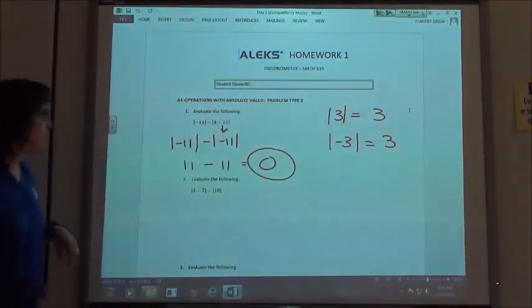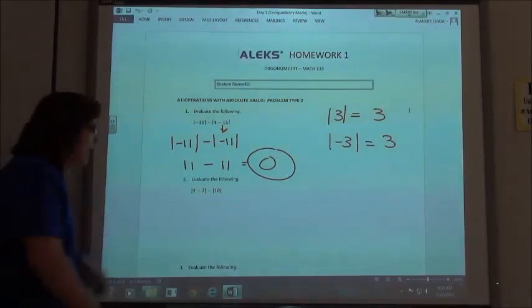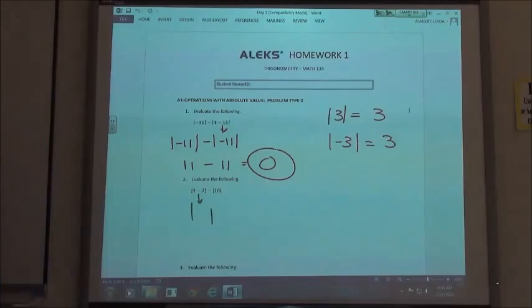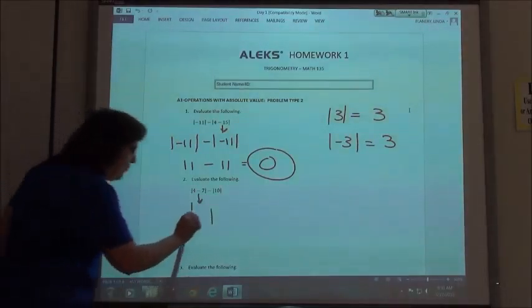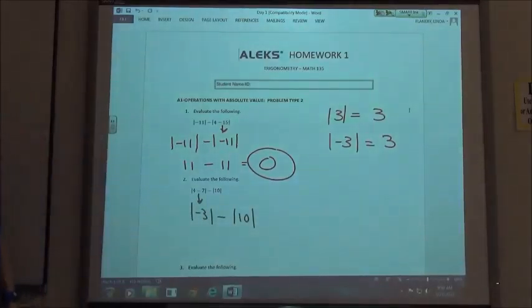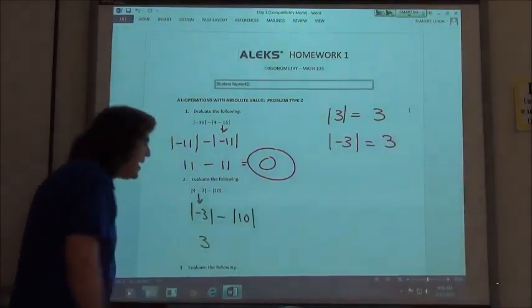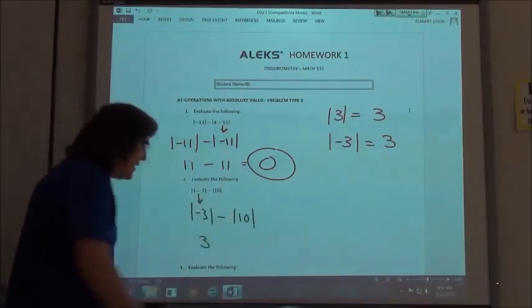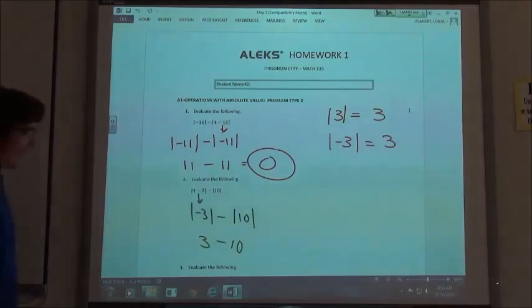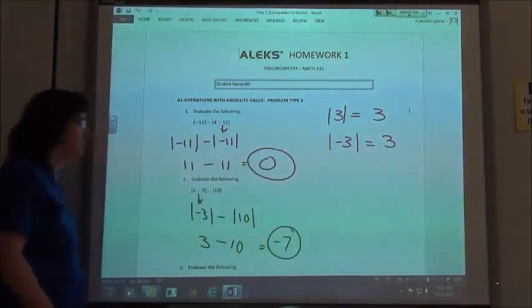So if I'm doing the second one here, the absolute value of 4 minus 7 minus the absolute value of 10, again, I would start here and do inside the absolute value first. 4 minus 7 is negative 3. Then I would evaluate my absolute values. The absolute value of negative 3 is 3. The absolute value of 10 is 10. My problem now is what is 3 minus 10? 3 minus 10 is negative 7.